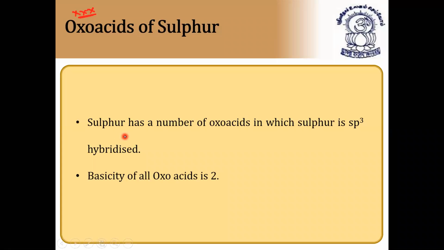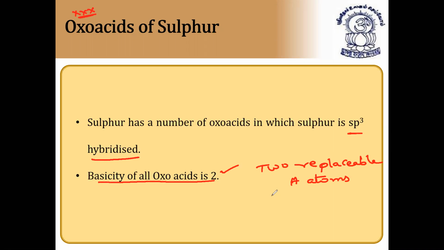Sulfur has a number of oxoacids in which sulfur is sp3 hybridized. First point: in all the oxoacids of sulfur, sulfur is always sp3 hybridized. And the basicity of all oxoacids is 2. Basicity 2 means it has 2 replaceable hydrogen atoms, or 2 OH bonds. So the number of OH bonds gives you the basicity of the acid.